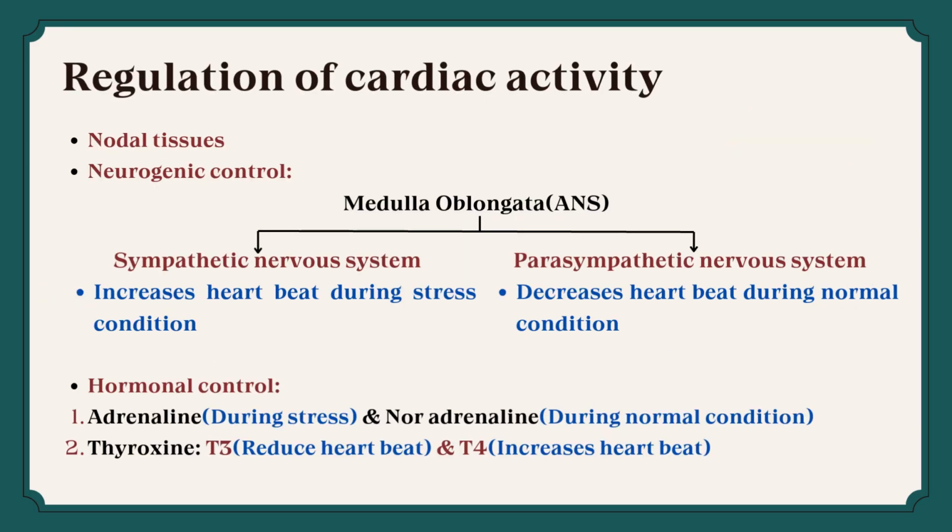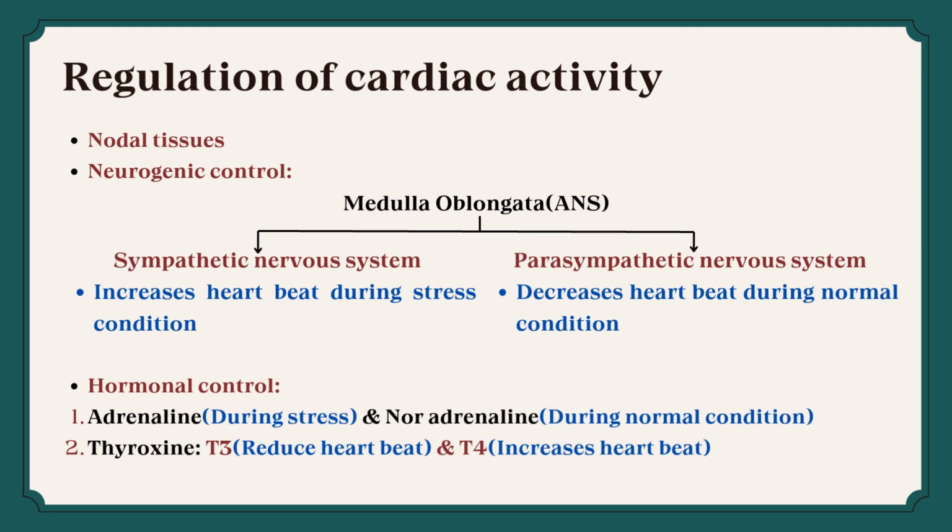Regulation of cardiac activity. The circulation of the human body is controlled by three things. First one, nodal tissues, which are present inside the heart. Then neurogenic control, which means the medulla oblongata has an autonomic nervous system, which is of two types, namely the sympathetic nervous system and the parasympathetic nervous system. The parasympathetic nervous system decreases the heartbeat during the normal condition, whereas the sympathetic nervous system increases the heartbeat during stress conditions.